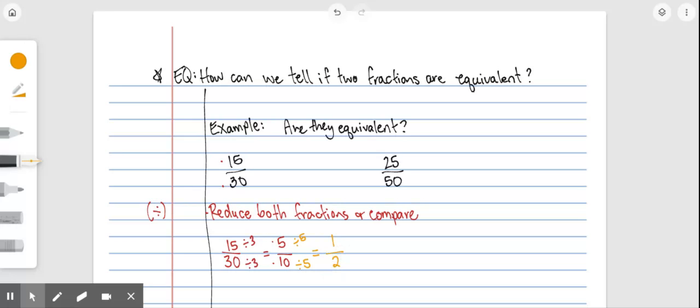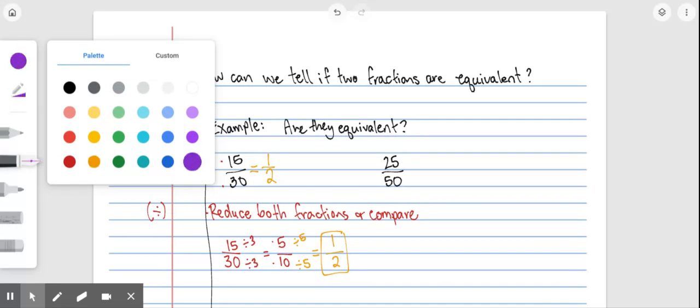Okay, last step. I need to check and make sure that this is as low as it gets. I can't find a common number to divide 1 by that I can also divide 2 by. So this is as low as 15/30ths gets. This is the same as 1/2.